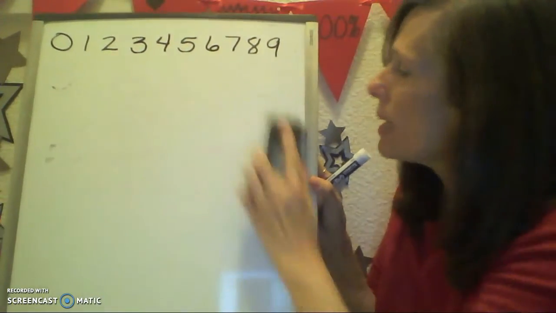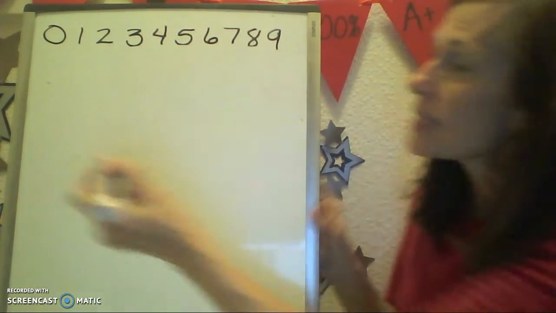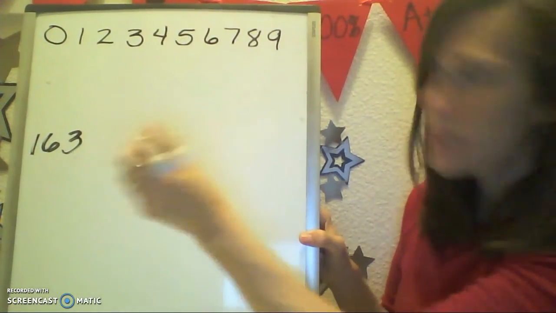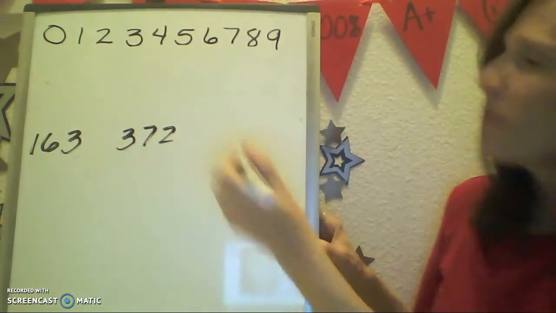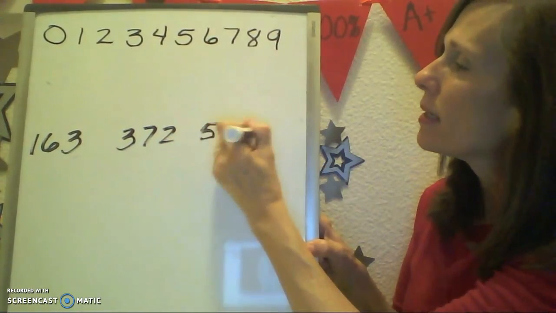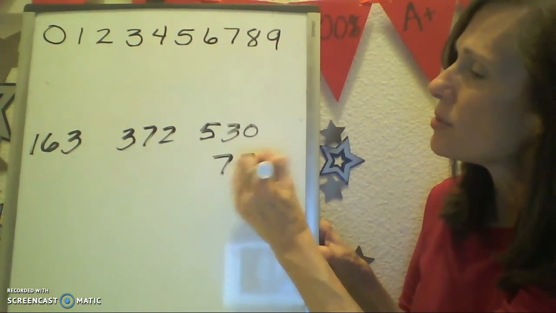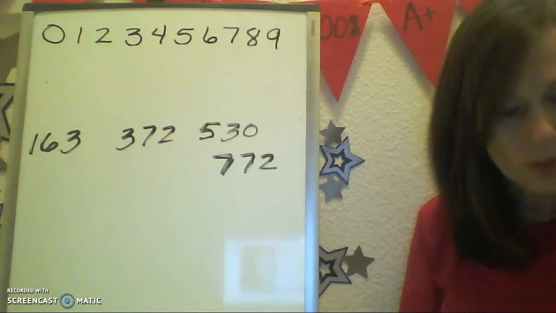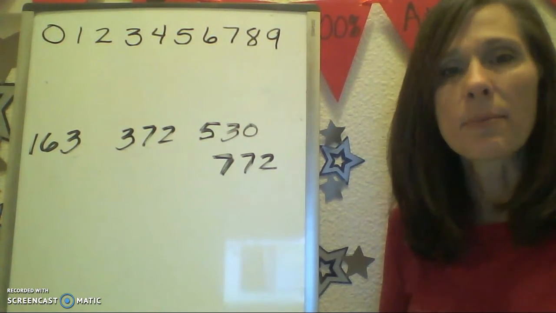All right, so let's make it a little harder. Okay, let's move to the hundreds. Numbers in the hundreds place. 163, 372, 530, okay, and 772. Okay, so let's go ahead. Looks like my marker's not working well today. Let's go ahead and put these numbers in order.